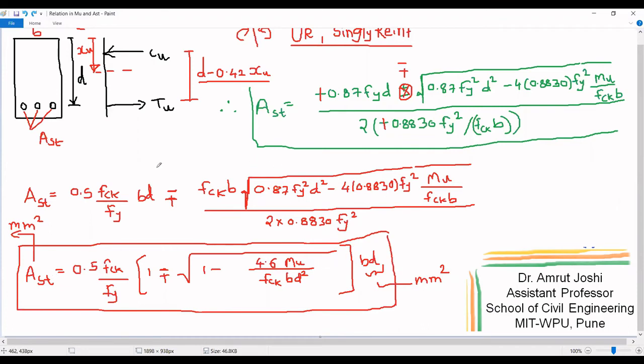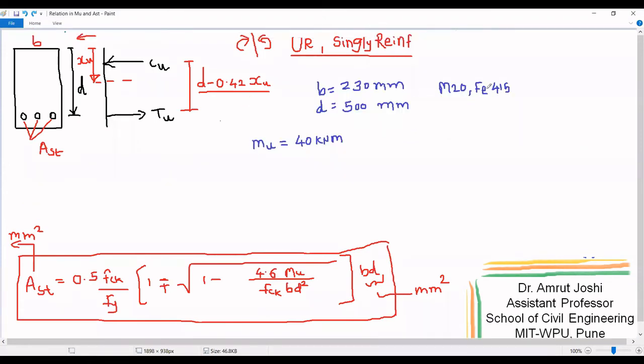And now let us quickly consider an example. Let us say we have a beam of effective cross section 230 mm by 500 mm. We are using M20 and Fe415 grades of concrete and steel, and we have to resist moment equal to 40 kilonewton meter. This is the design moment. So what should be the value of AST that I must be providing? To check this, first I will have to confirm that the section is under reinforced, because then and then only I can use this formula.